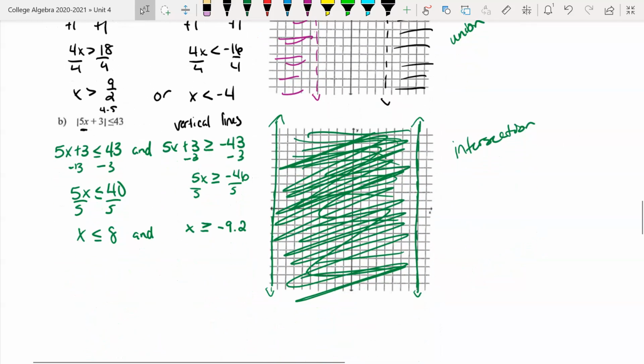The next one is an example of an intersection. So again, I got the absolute value by itself. I wrote two equations. When you write the second equation, you flip the inequality sign and change it to a negative. And that's what I did here. And then I divided by 5 on both sides, and I got my two answers. Intersection's an and, so I'm probably going to shade in the middle. And that's what I did here. I shaded in the middle of my two vertical lines.